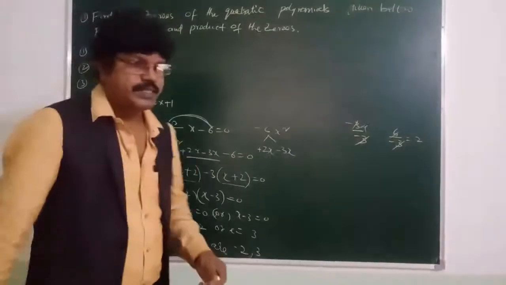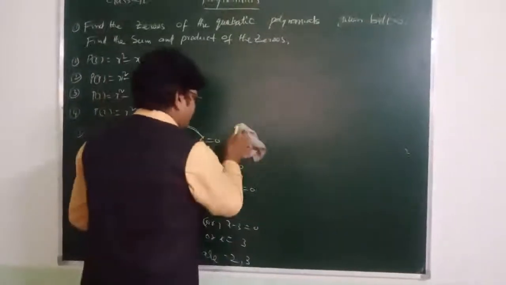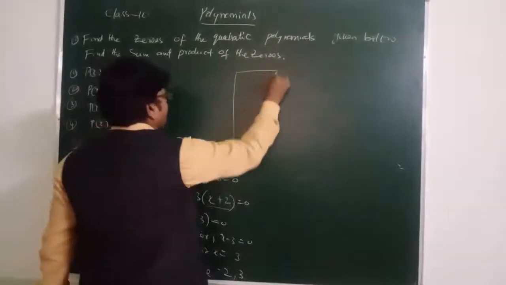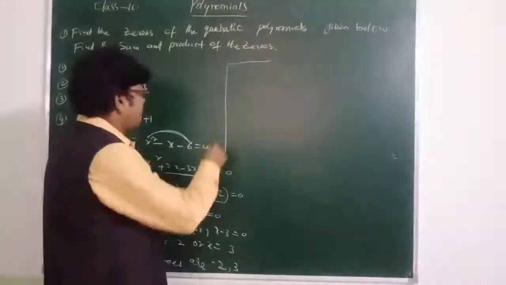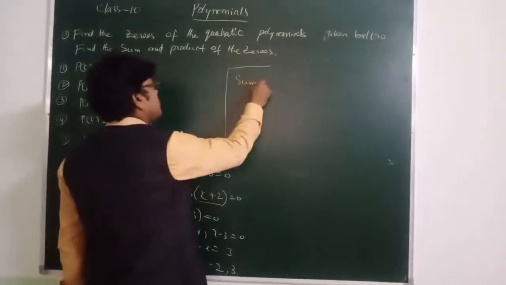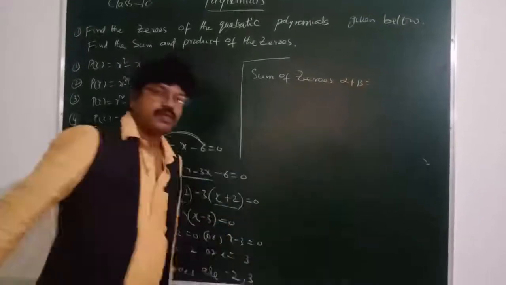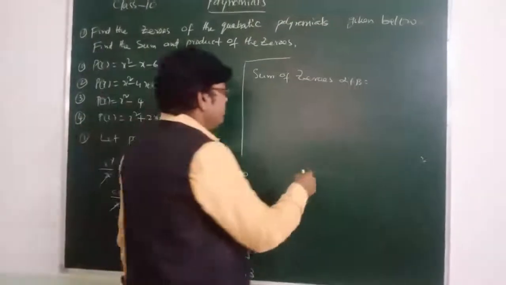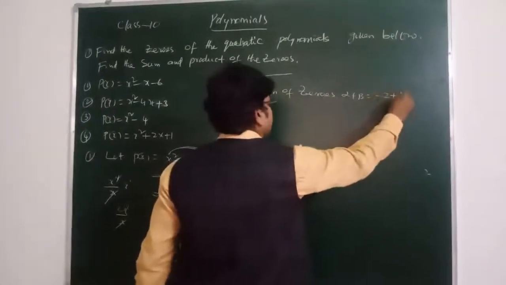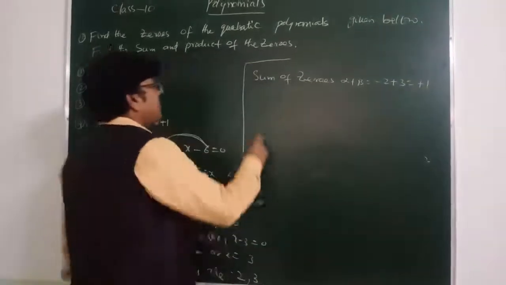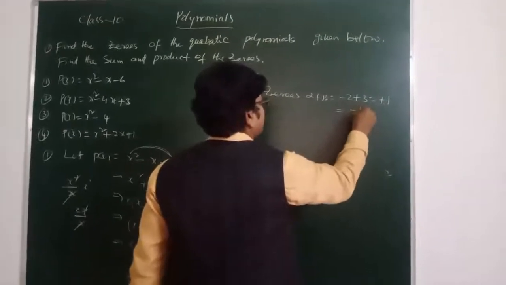Now, sum of the zeros and product of the zeros. I told you one formula. Sum of zeros, alpha plus beta, equal to sum of zeros, minus 2 plus 3, this equals plus 1. Product of zeros, this equals, we can say, minus b by a.